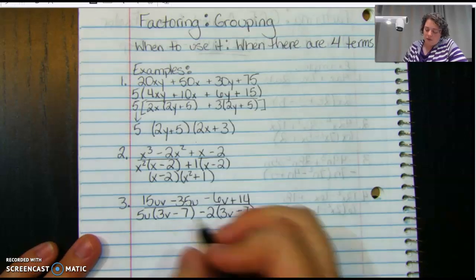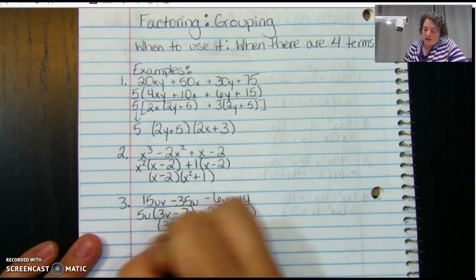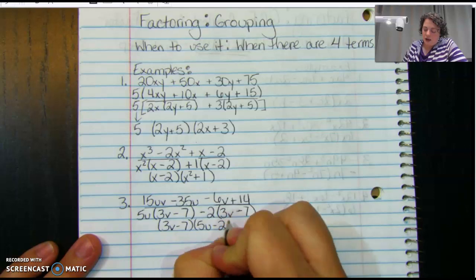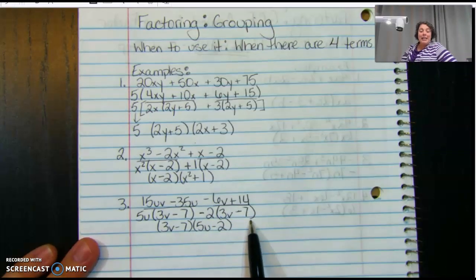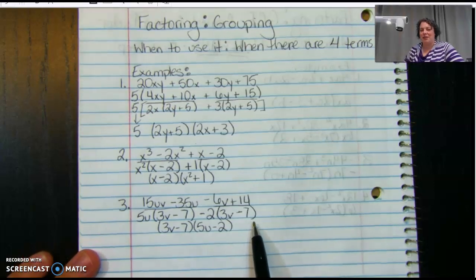So they both have 3v minus 7, and then 5u minus 2. Now, you might be wondering, are they always the same? And the answer is yes. And if they're not the same, it means you've probably made a mistake.